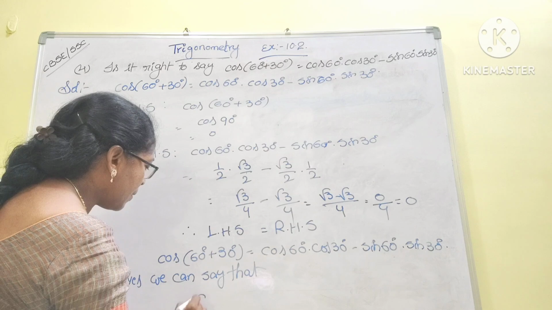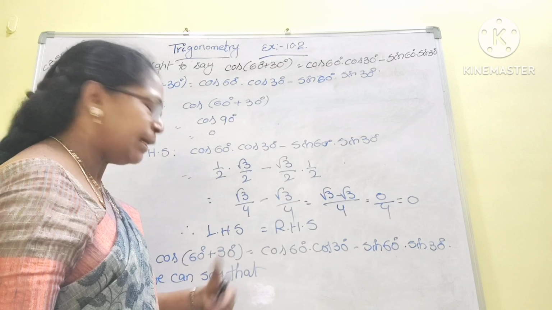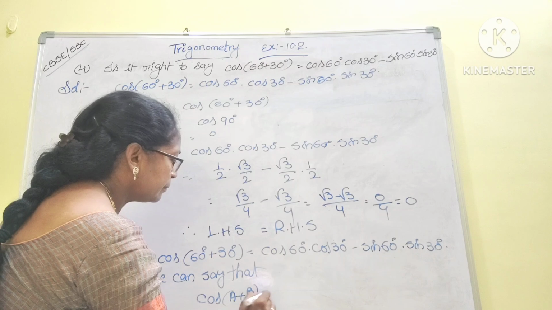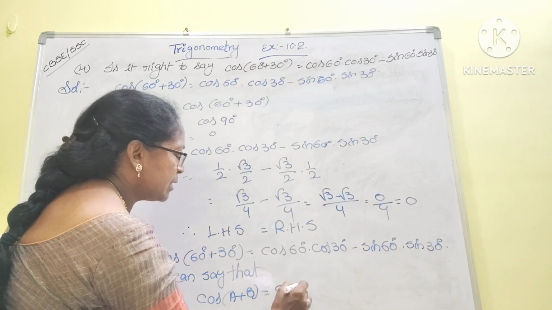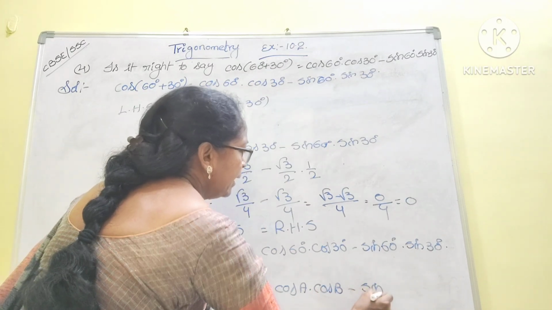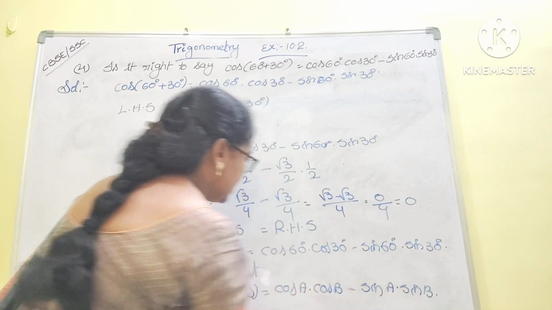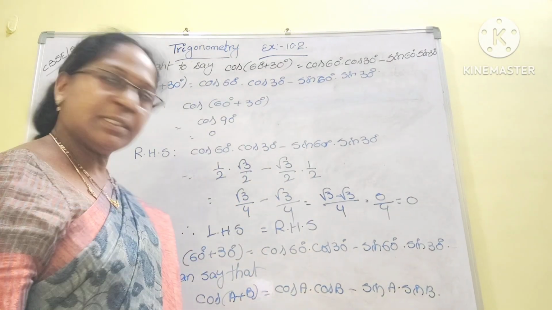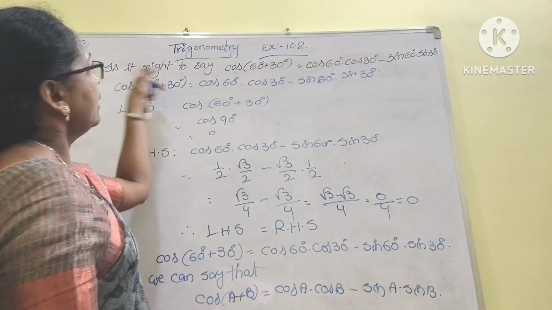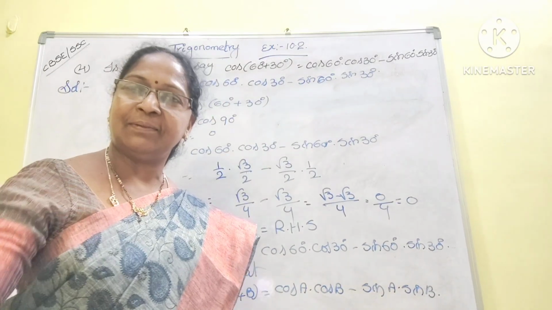This is in the form of cos(60 and 30). 60 degrees you have to assume as A and 30 degrees you have to assume as B. Cos(A plus B) equal to cos A into cos B minus sin A into sin B. This is the formula. Cos(A plus B) equal to cos A cos B minus sin A sin B. Yes. Is it right? Yes, it is the right answer. Is it clear?